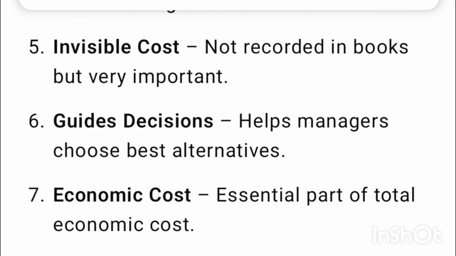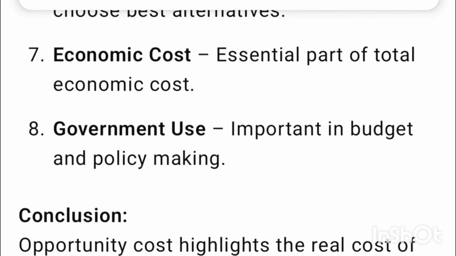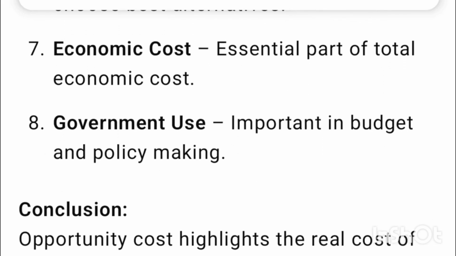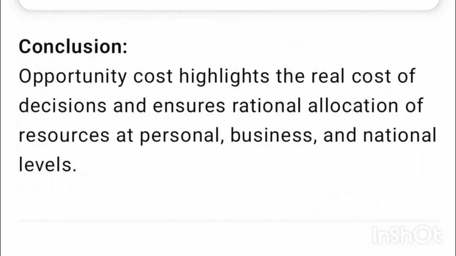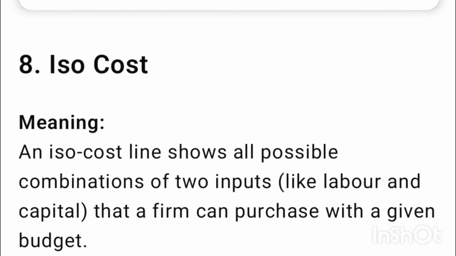5. Invisible cost. Not recorded in books but very important. 6. Guides decisions. Helps managers choose best alternatives. 7. Economic cost. Essential part of total economic cost. 8. Government use. Important in budget and policy making. Conclusion. Opportunity cost highlights the real cost of decisions and ensures rational allocation of resources at personal, business, and national levels.